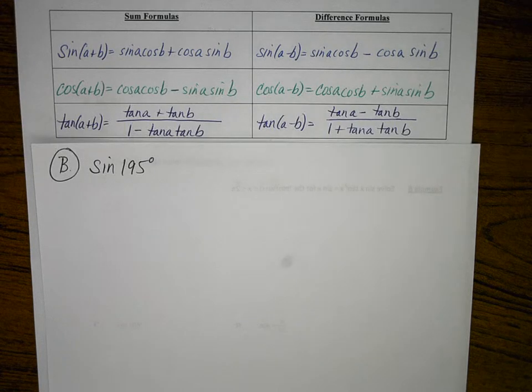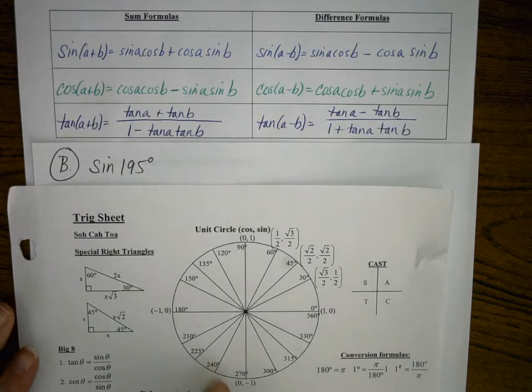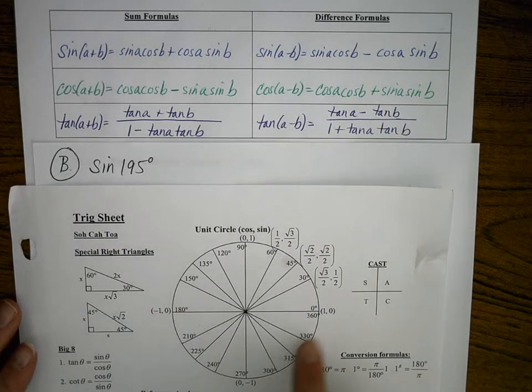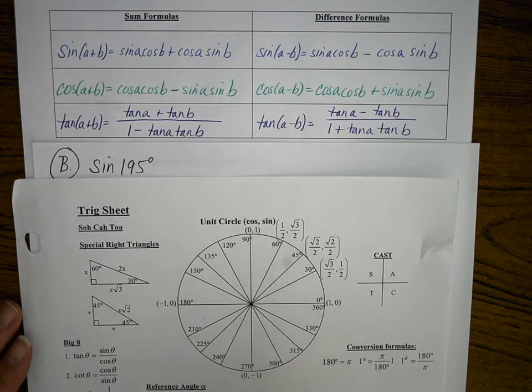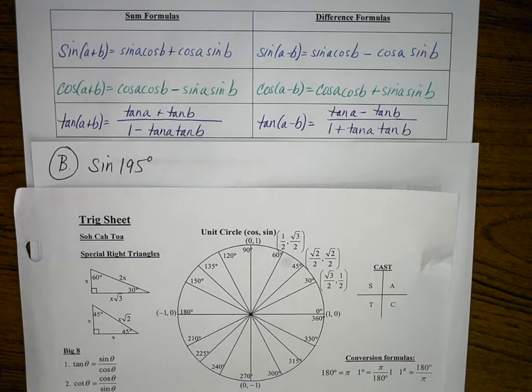You might want your trig sheet out. The reason is that with these angles, I have to think a little bit outside the box. As I'm trying to get 195, if I look at my unit circle, these are the nice angles on my unit circle. How in the world am I going to get 195? Obviously, 195 is not on here. It's not nice. So how am I going to get 195?